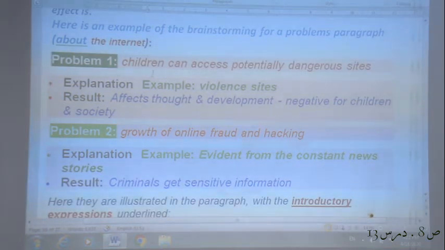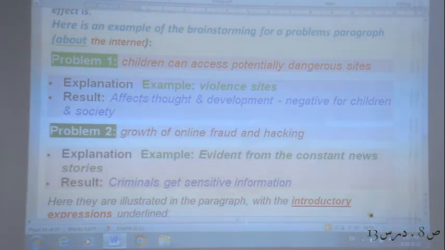Problem 1, children can access potentially dangerous sites. So now, dear students, we are talking about a problem relating to the bad use of the internet. The first problem I think about is children can access potentially dangerous sites. It means that they can view dangerous sites. And here I can give an example about these sites. For example, violence sites, or pornography sites, or those entertainment programs about wrestling. So we have many examples, and here we are talking about violence sites.